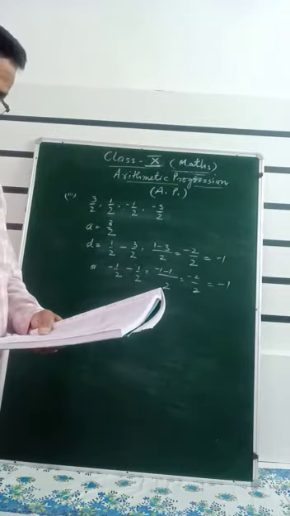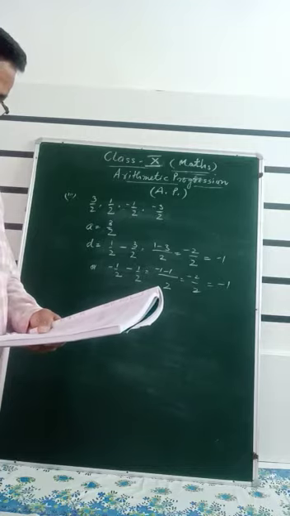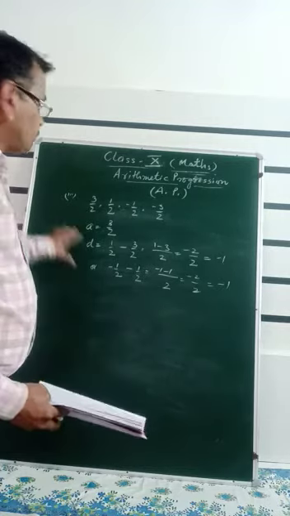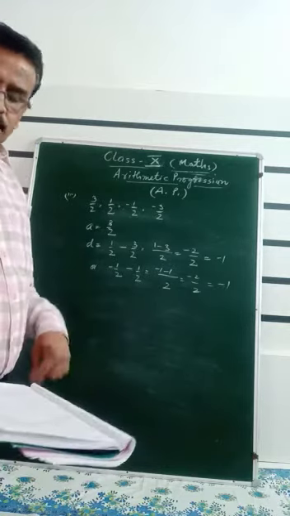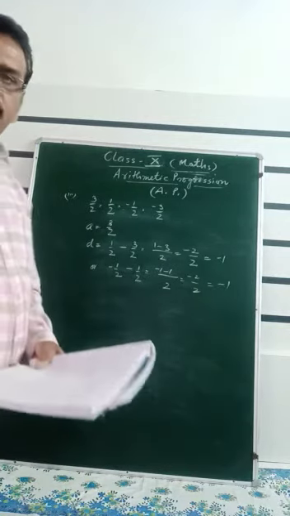Like that, some other parts are also given. So the other 4 parts you have to do in homework: the 4th part, 5th part, 6th and 7th part. Okay, 3 parts I am explaining here, and the other 4 parts you have to do in homework.